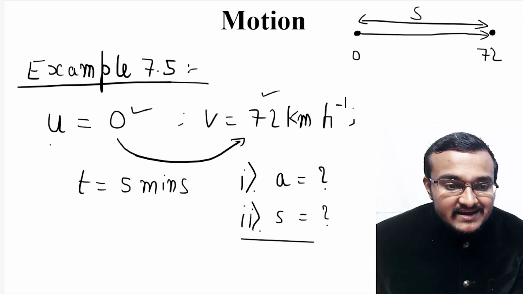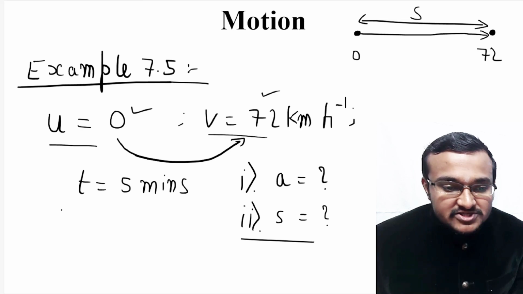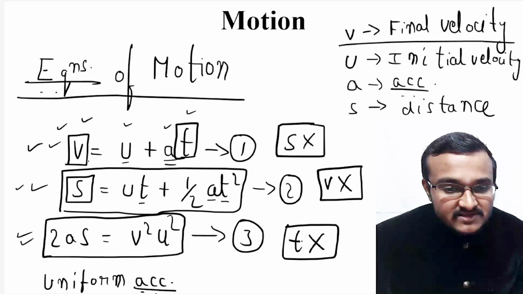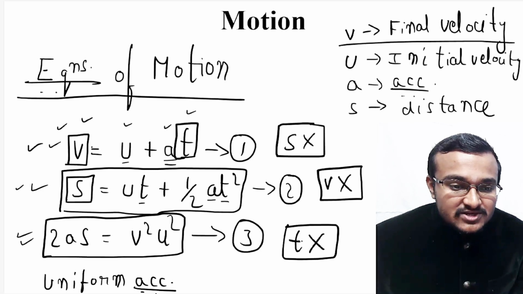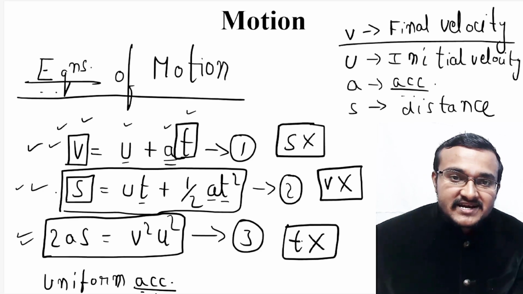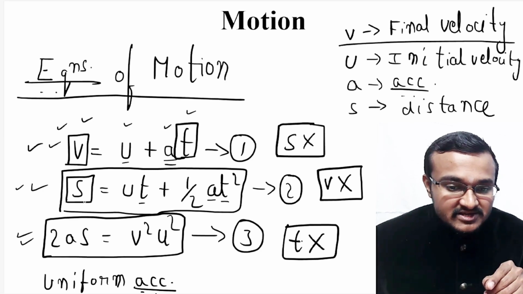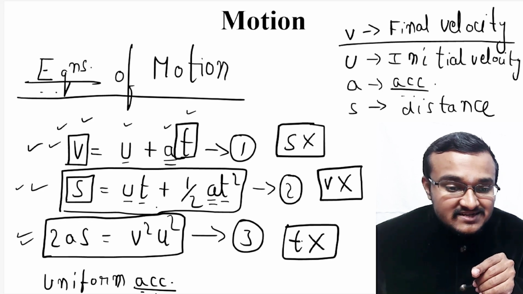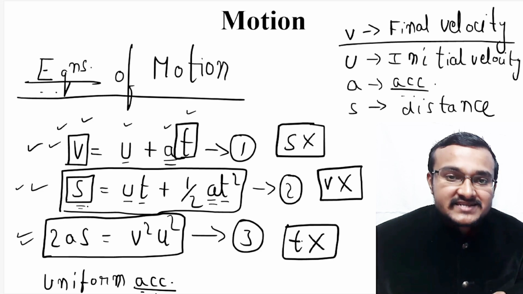So now you have initial velocity, you have final velocity, and you have time. Which equation can you use here? Here you can use the first equation. You cannot use the second equation, because in the second equation you have initial velocity, but you don't know what the acceleration is, and you also don't know what the distance is.